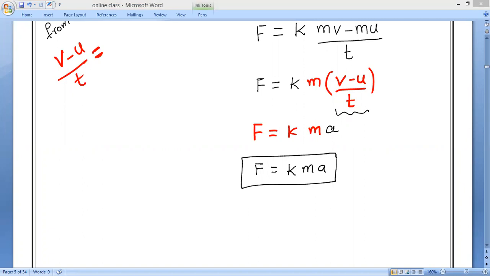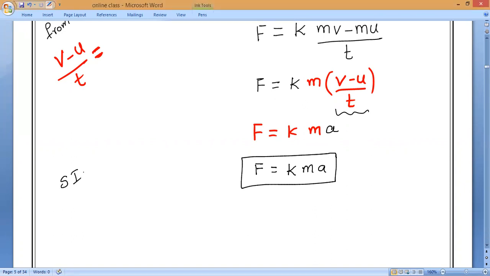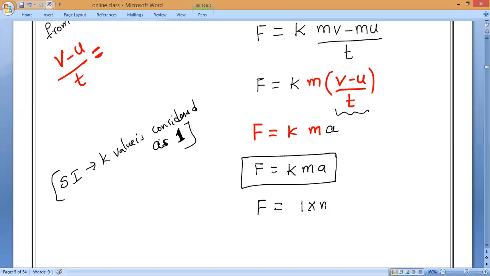But as we all know, in SI units K is the constant, and the value of constant K in SI units we take as 1. What is the K value, everybody? 1 we will consider. So I will replace it: F is equal to 1 into MA. Anything into 1 is the same thing.